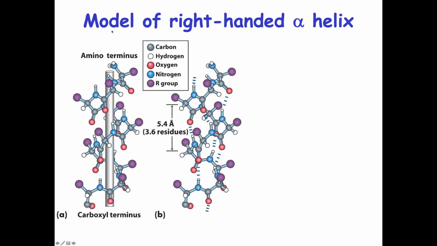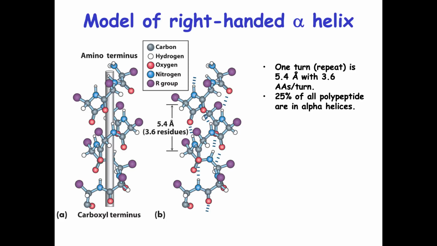And this is a picture of the helix from the side. And then this is another representation that shows the hydrogen bonding that occurs between the different parts of the molecule. So one turn or repeat of the alpha helix is 5.4 angstroms, and there are 3.6 amino acids per turn. About 25% of all polypeptides are made up of alpha helices.